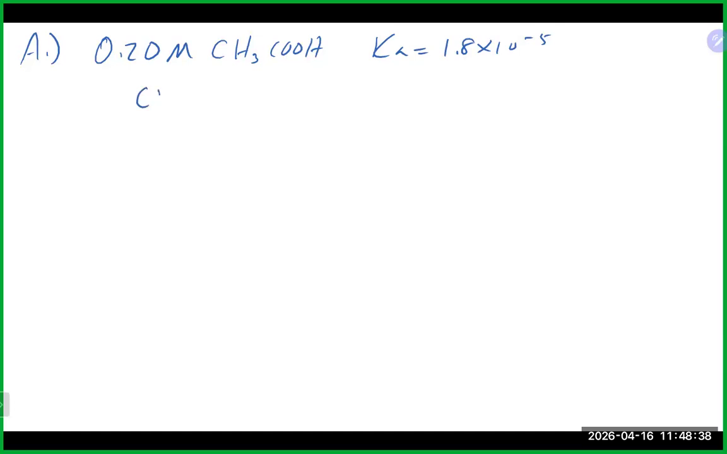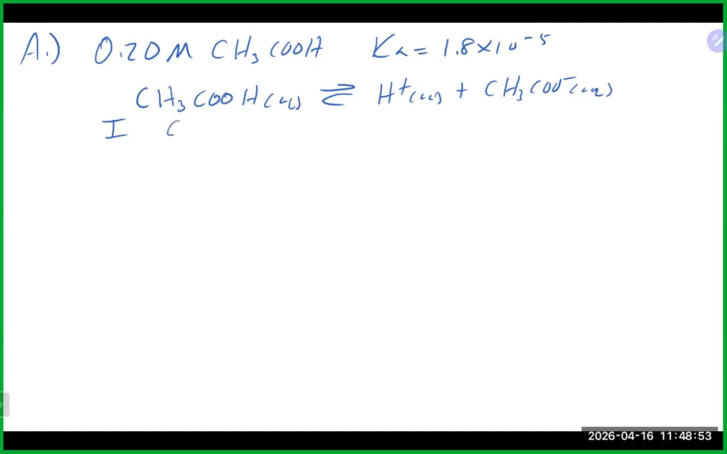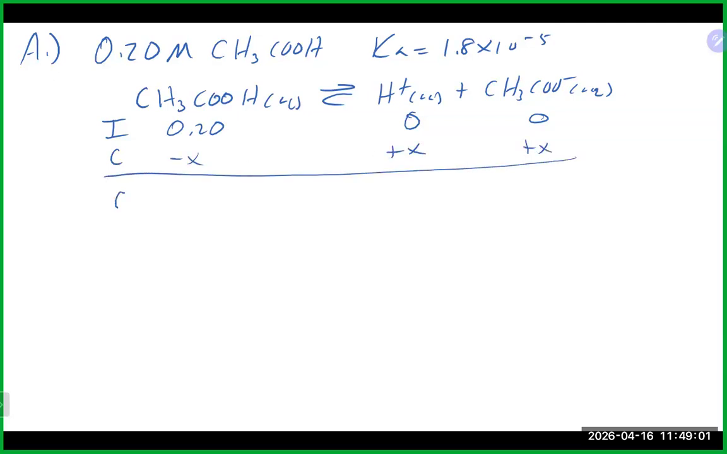So we're going to take our weak acid here and break it apart into H plus and acetate. We have an initial concentration of 0.2 and 0 and 0. Our change is going to be minus x, plus x, and plus x. And that means here 0.2 minus x, x, and x. Any questions on the table so far?